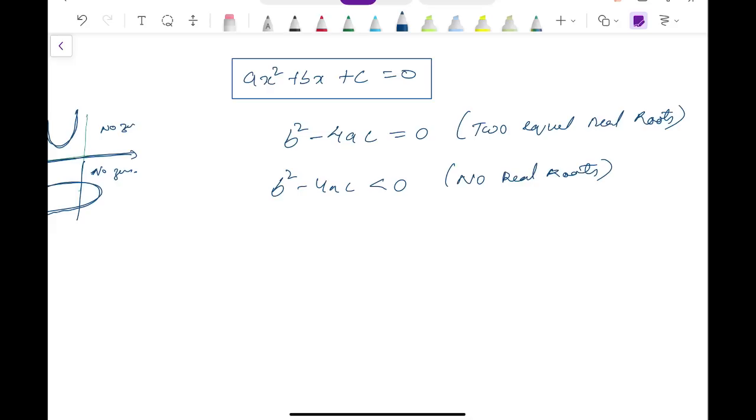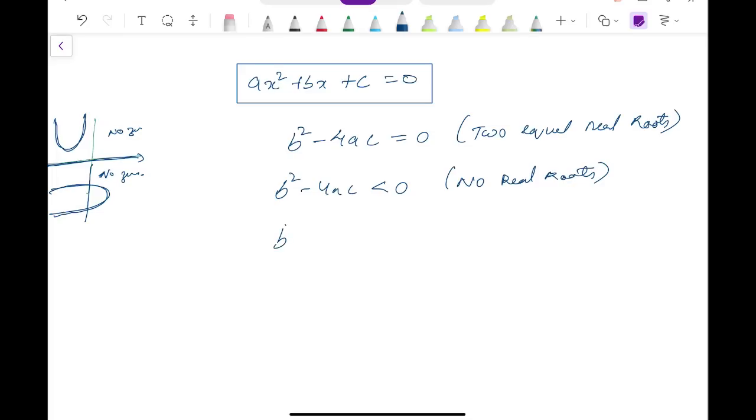If b squared minus 4ac is less than 0, that means your answer is minus 1, minus 2, in terms of minus. Okay, if b squared minus 4ac is greater than 0, then in that case we say there are 2 real roots, or in other words, 2 distinct real roots. That means 2 different real roots.